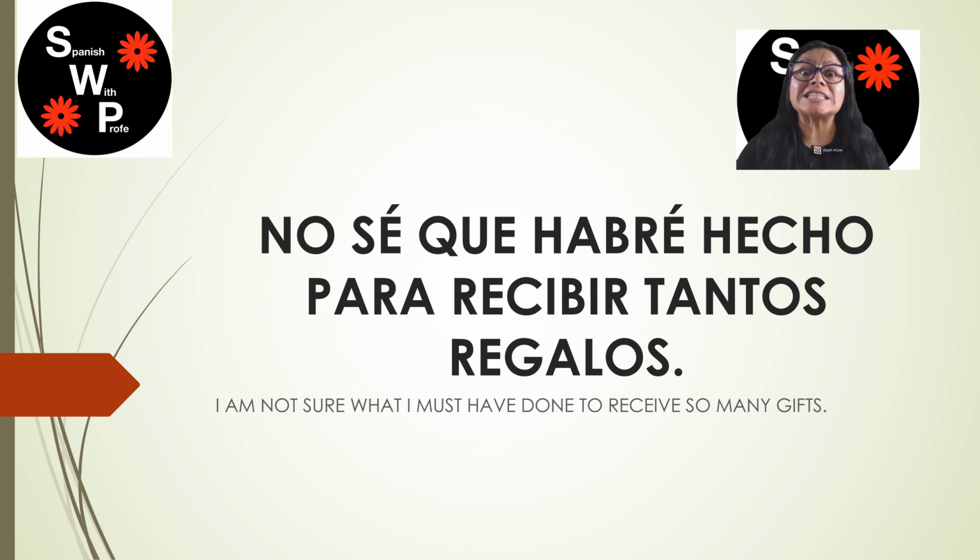Ejemplo, no sé qué habré hecho para recibir tantos regalos. I'm not sure what I must have done to receive so many gifts. So in here, we're using the future, and I'm showing surprise. I don't know what I have done. They're giving me gifts. I got a lot of gifts. I don't know why. Maybe because I'm a good person.